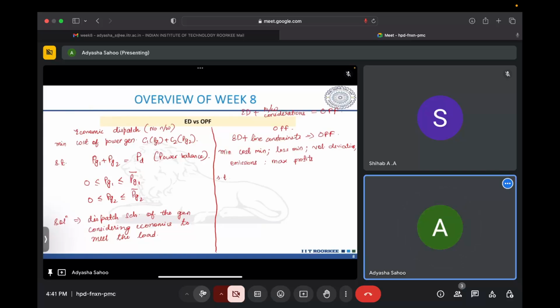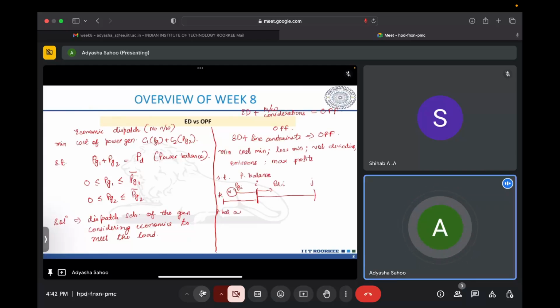Subject to, here you have, as usual, your power balance equation. But in this power balance, we will consider the network. So how will we do that? Let's say this is a bus I, and you have a generator here, PGI. You have a load here, PDI. You have a line, and also you have a line K here.